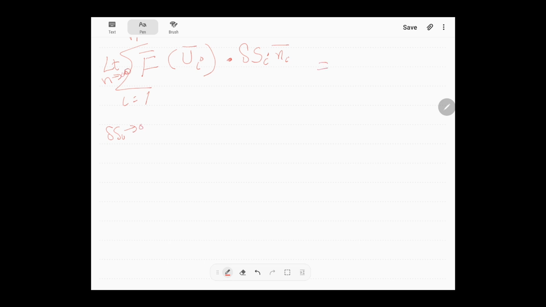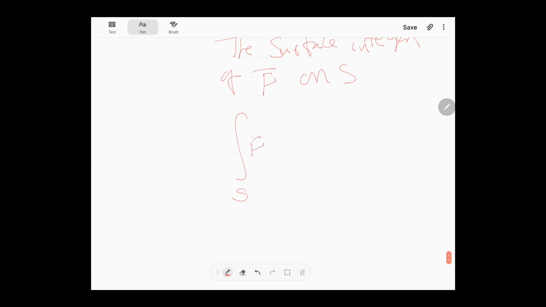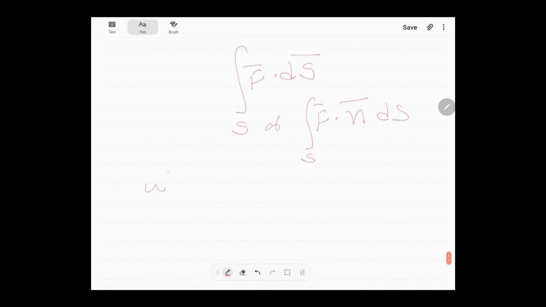If I take this limit, and if this limit exists, then this limit is known as the surface integral of f bar on S. It is denoted by the integral over S of f bar dot d s bar, or you will write it as f bar dot n bar ds, where this n bar is the outward normal vector to the surface.